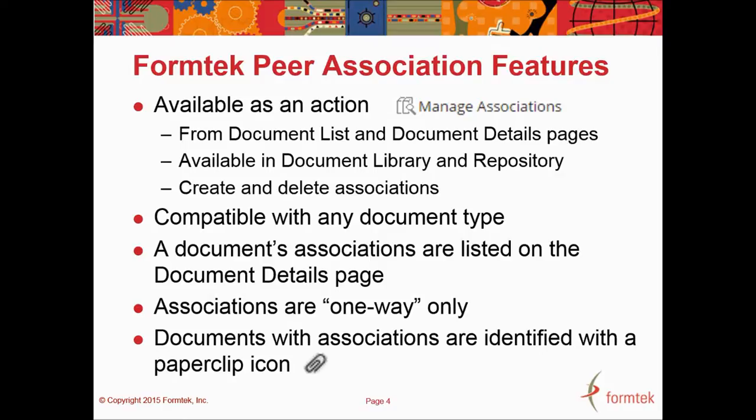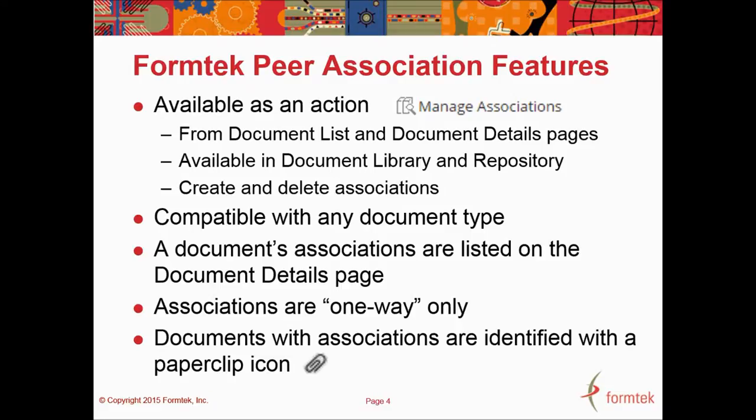When you open a document's Document Details page, the document's associations are displayed together under the Associations heading. Associations are one way. For example, a deliverable document can have an association to a meeting minutes document, but if you look at the meeting minutes document, it has no associations of its own. A document that has associations is identified by a paperclip icon to the left of the document.